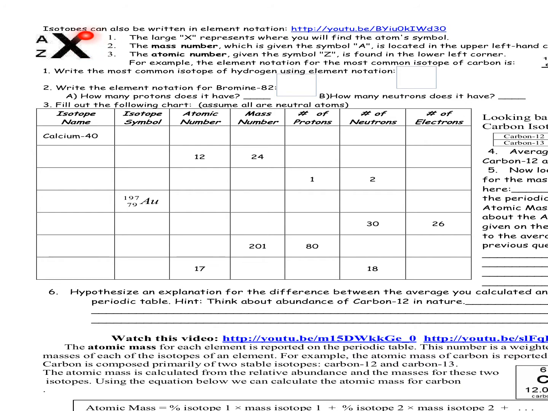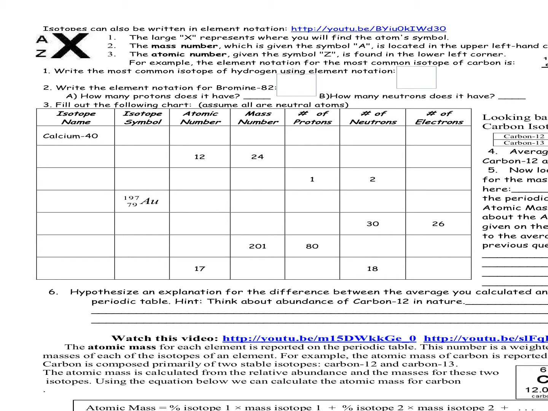Isotopes. We need to use a symbol to show the isotopes. If I'm talking about carbon and I want to know about an isotope, I need to be able to identify the difference in the carbon isotopes. So we use a symbol system like this.